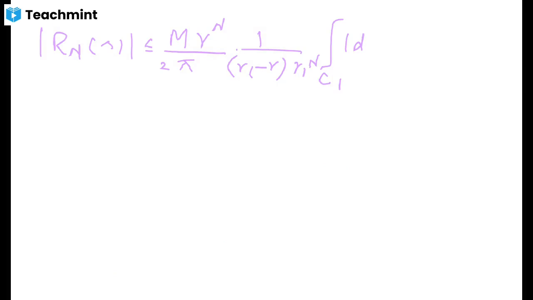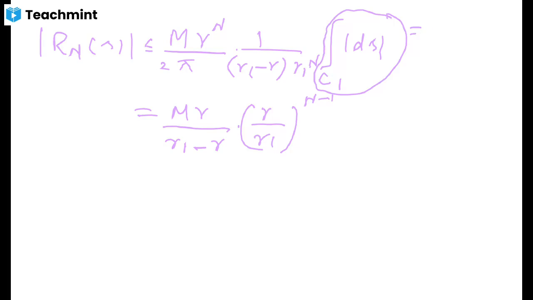Then the integral over C1 of mod of d zeta is the arc length of the circle C1, which is 2 pi r1, and this is equal to further M. I'm writing r separately: r upon r1 minus r, and r upon r1 to the power n minus 1. The 2 pi gets cancelled, because this integral is equal to 2 pi r1, and r1 is reduced by power 1, so that's why I have kept the power of r1 to be n minus 1.